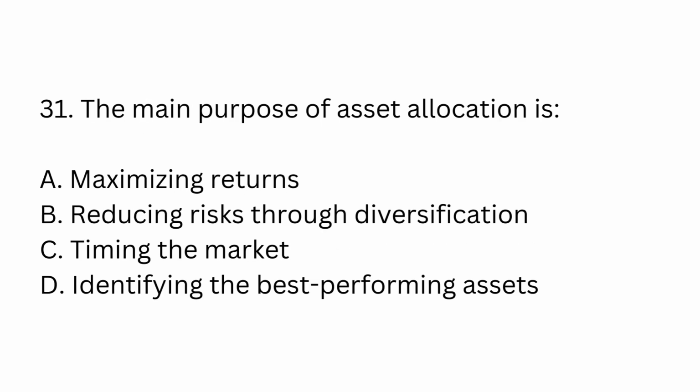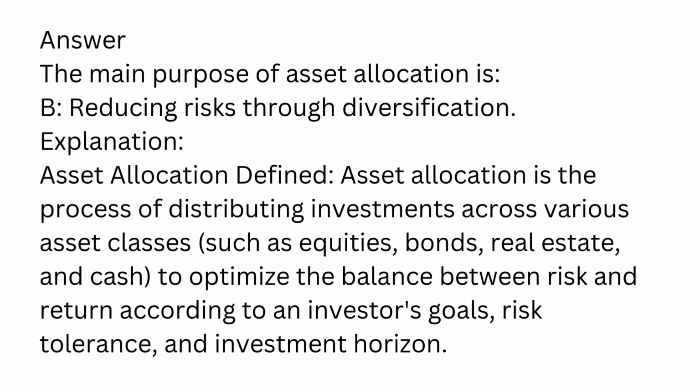1. The main purpose of asset allocation is: A. Maximizing returns, B. Reducing risks through diversification, C. Timing the market, D. Identifying the best performing assets. Answer: The main purpose of asset allocation is B. Reducing risks through diversification.